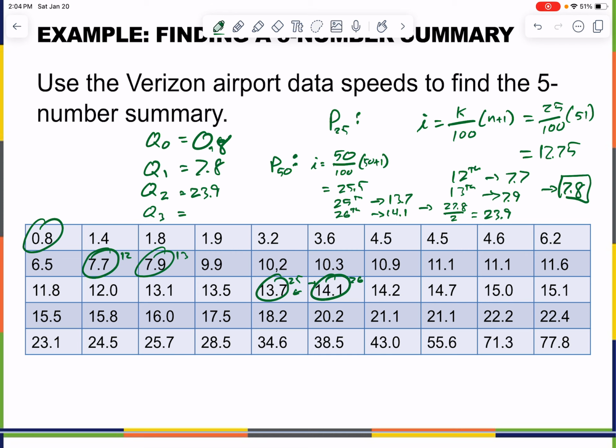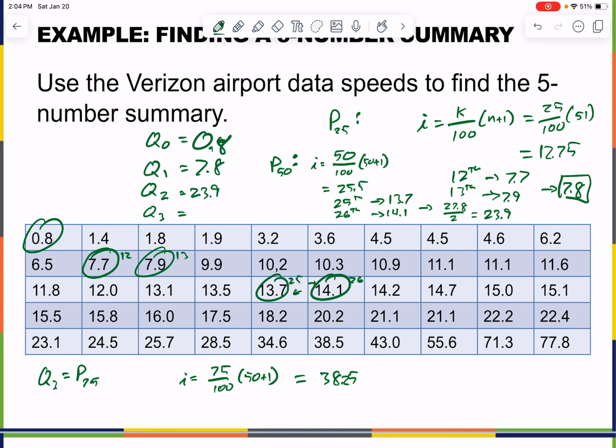So that's going to be, i equals, so this is going to be P75 is Q3. And so that's going to be i equals 75 over 100 times 51. And so that's going to be 0.75 times 51. And that gives us 38.25.